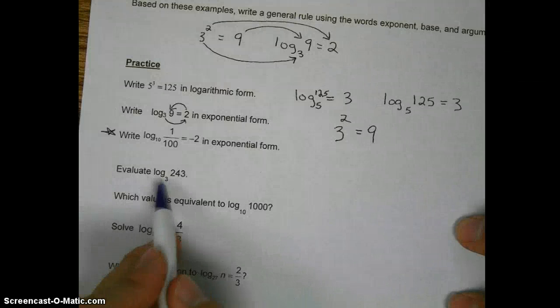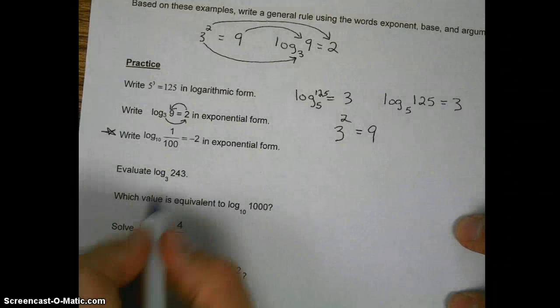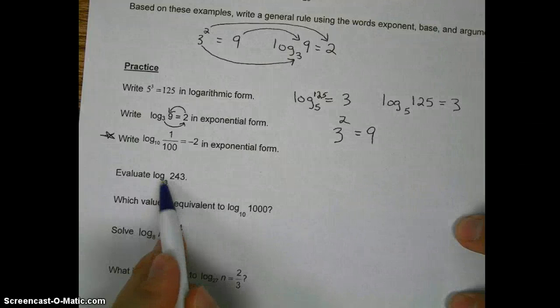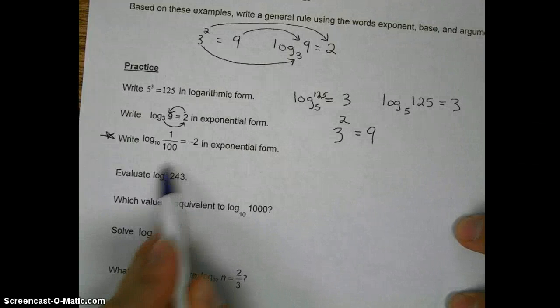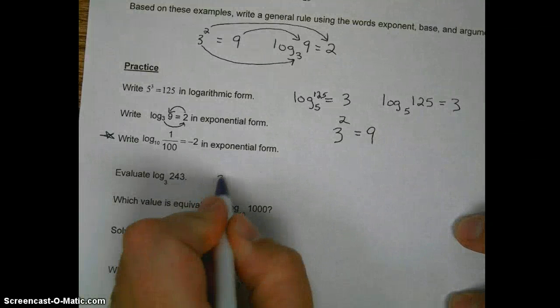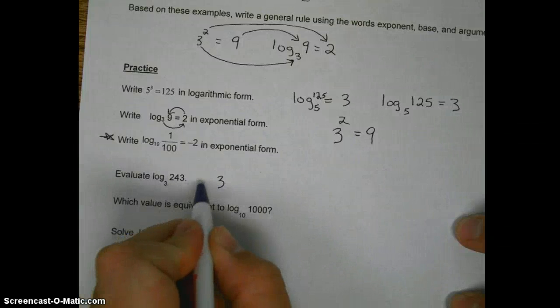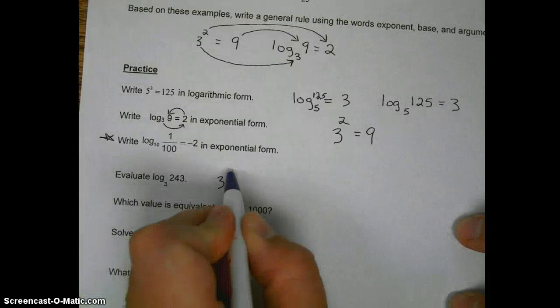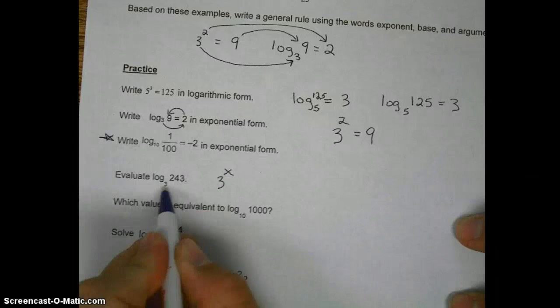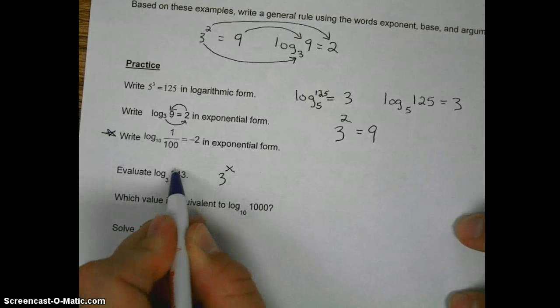Okay, evaluating. How do we solve this? So first thing we want to do is rewrite it as an exponential function. So we're going to take the base, raised to the exponent. Well, we don't know what the answer is, so we're going to use an x. 3 to the x equals 243.